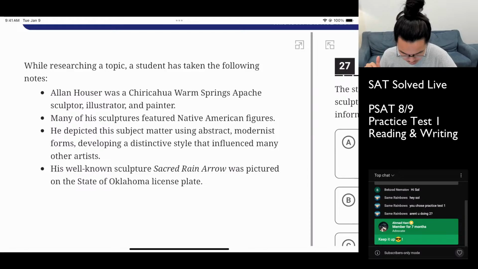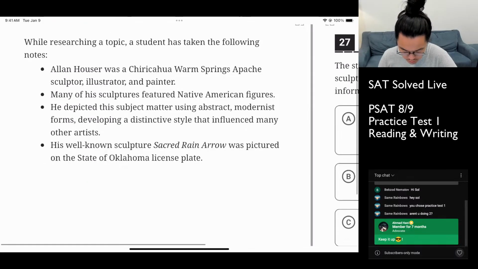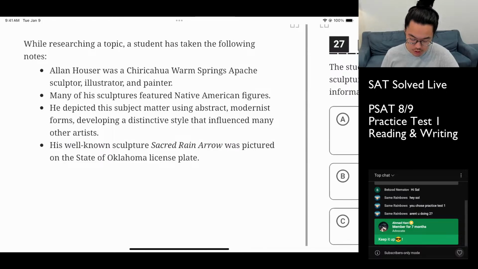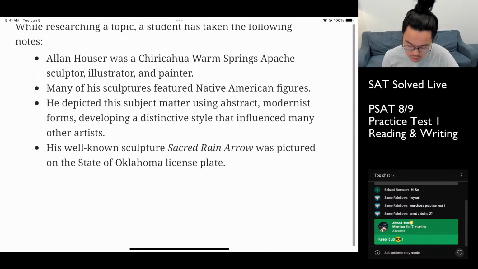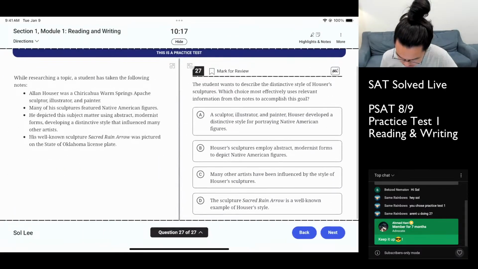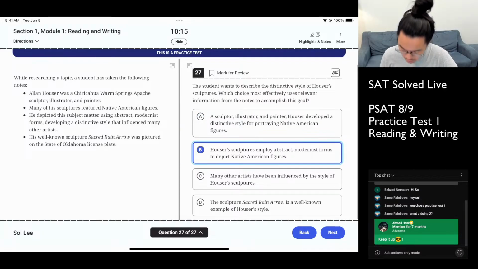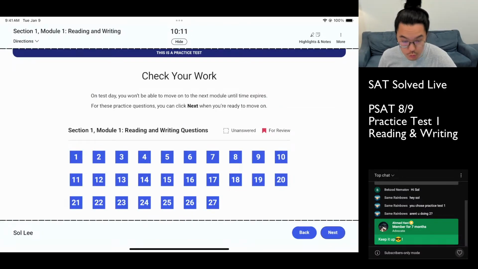Hauser. Artist. Sculptures featuring Native American figures. Got it. Abstract modernist forms. Influential. Sacred Rain Arrow. It was even on the Oklahoma license plate. Distinctive style. This distinctive style is abstract modernist. So I'm just looking for that. There we go. It is B. Okay, so that's module 1. I have 10 minutes left.